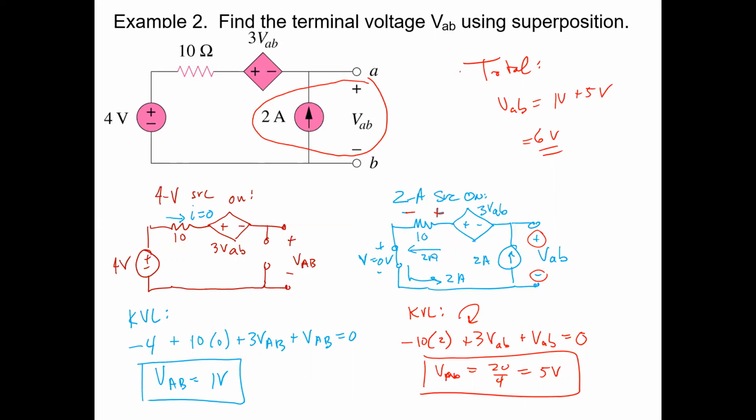Like if you didn't have superposition, you could just do 1 kVL and find the answer, right? So this one actually is sort of an easy circuit. You can do this by inspection without doing superposition. You just do 1 kVL with this 2 amp source, and leave that 4 volt source on there, and just do the final kVL of the whole thing.